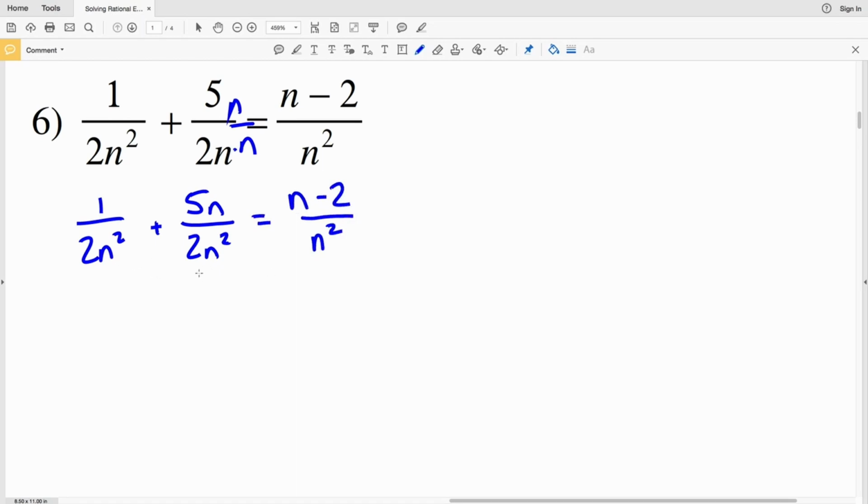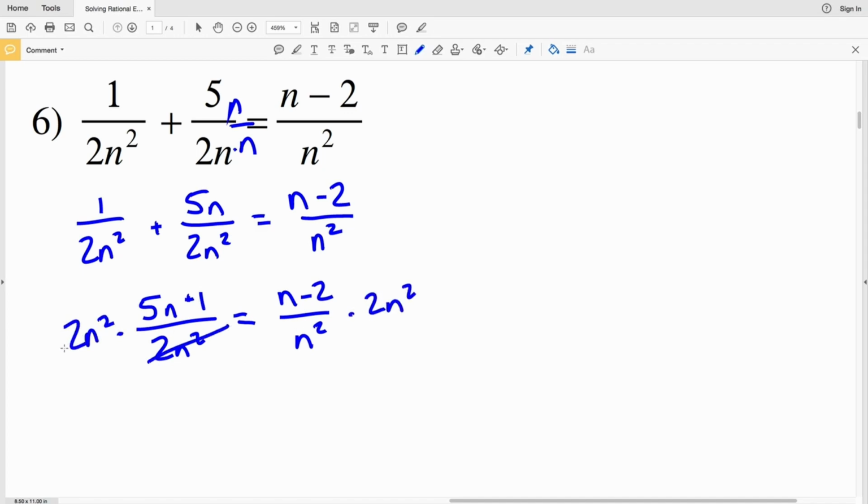Now that we have a common denominator, we can combine the numerators. So 1 plus 5n is going to be 5n plus 1, all over 2n squared, and that's equal to n minus 2 over n squared. Now I'm going to multiply both sides by 2n squared to get that out of the denominator. When I do this, on the left-hand side, I'll be left with 5n plus 1, and on the right-hand side, the n squareds will cancel out, so I'll be left with 2 times n minus 2.